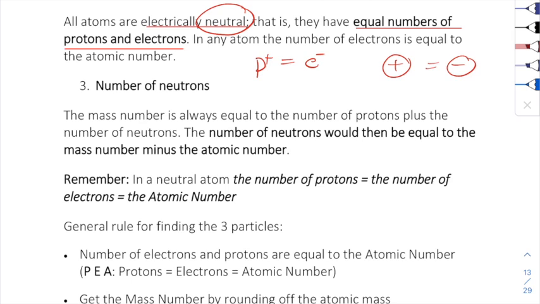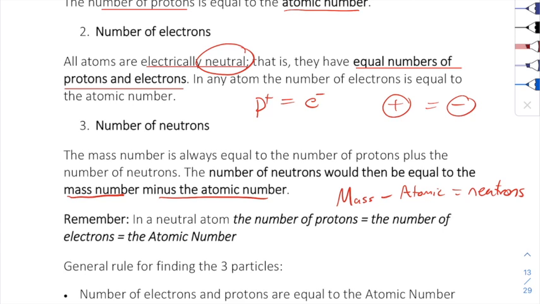To determine the number of neutrons, we need to think about how the total mass of the atom is equivalent to the number of protons and the number of neutrons together. So the mass subtracted by the atomic number will give us the number of neutrons, and that's because the atomic number is equivalent to the number of protons. So we're really saying that the mass minus the atomic number, or minus the number of protons, is equal to the number of neutrons. So now we've got all three particles.